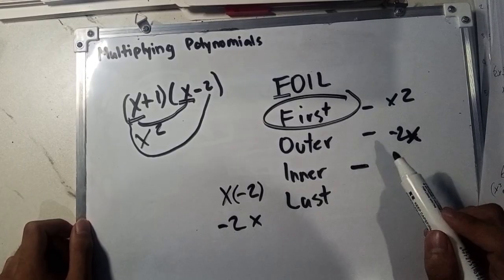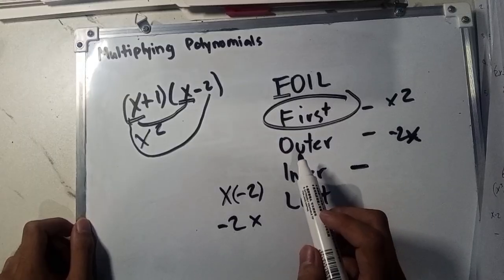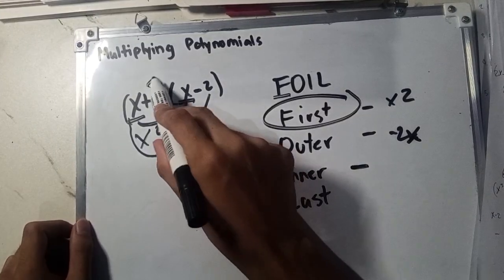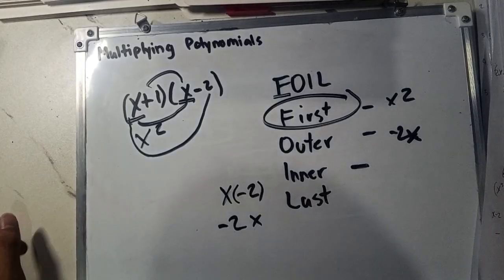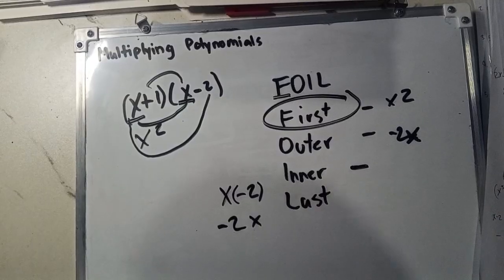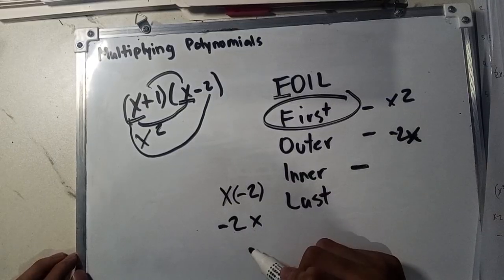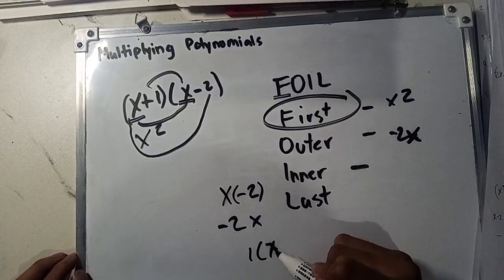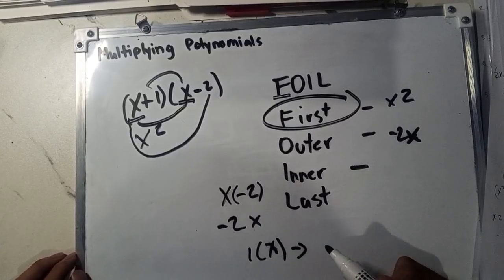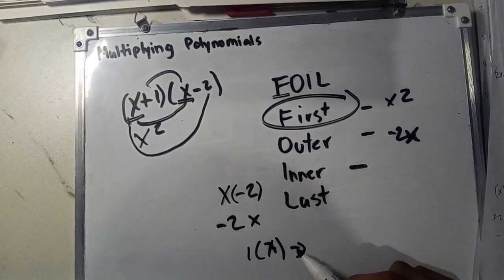Okay, so you have inner. Now the inner is the opposite of outer. It is found inside the two side by side polynomials, or binomials to be specific. So that is 1 times x, positive 1 times x. Again, whenever we multiply a value by 1, the value will remain the same. So 1 times x is x.